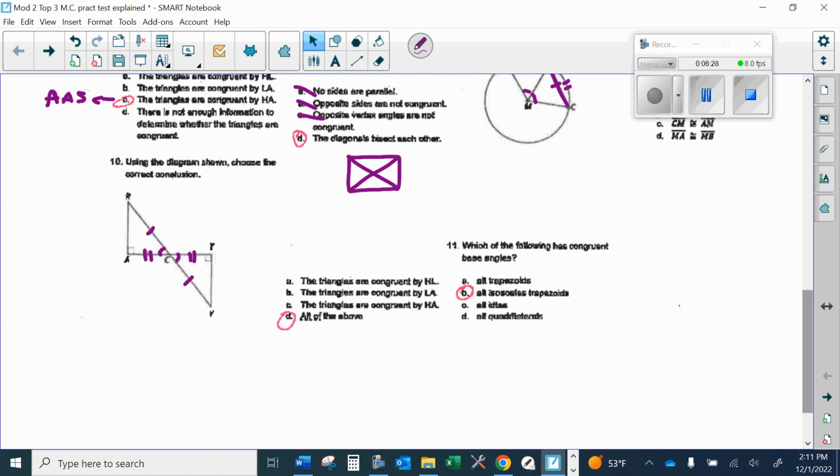Okay, choose the correct conclusion. The triangles are congruent by HL. Yes, there's an H and L right there. The triangles are congruent by leg angle. Leg there and an angle there. Yes, the triangles are congruent by hypotenuse angle. Hypotenuse there, angle there. And so all of the above are true.